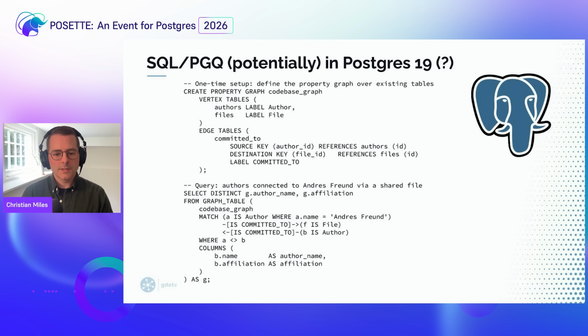SQL/PGQ is the standards-based approach that I mentioned earlier. It's actually just being committed to Postgres core, targeting version 19. It's not guaranteed to be in the next release, but it's definitely something to keep an eye on if you're interested in this space. In contrast, Apache AGE is available now. It's mature. It's on all these cloud providers, and it's shipping pretty much anywhere that you're set to use Postgres.